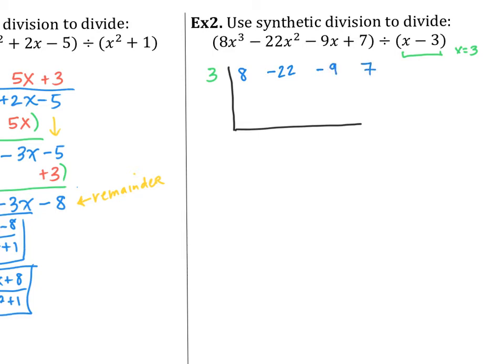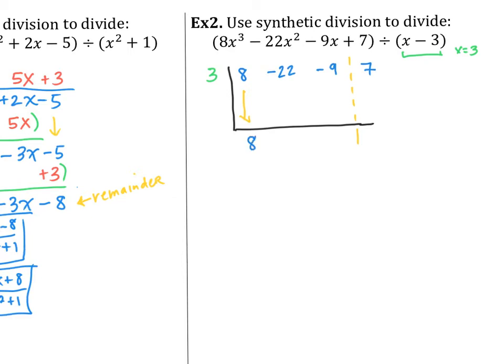So it's 8x to the third minus 22x squared minus 9x plus 7. I like to put a little dashed line along the last column because it tells me where the remainder is. You don't have to, but it helps me keep track. First thing I do, bring down the first coefficient. So that's going to be 8.